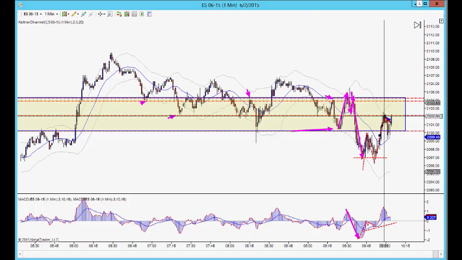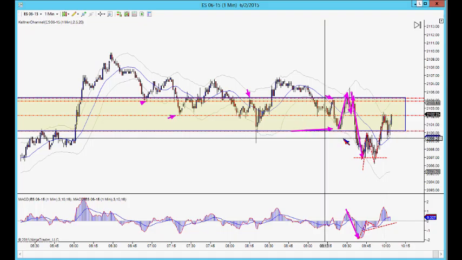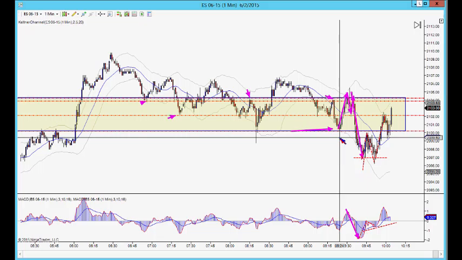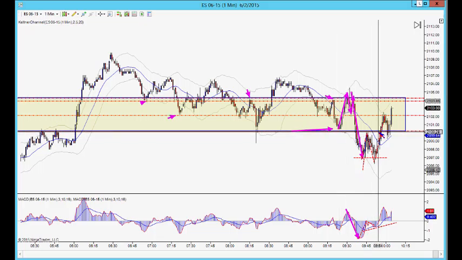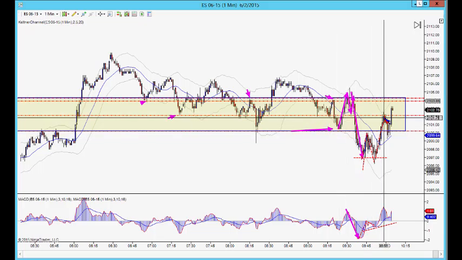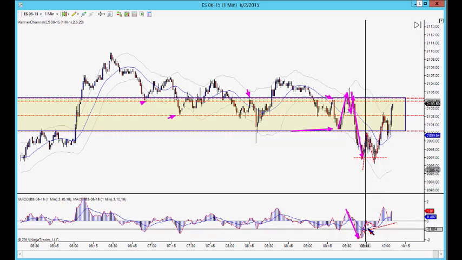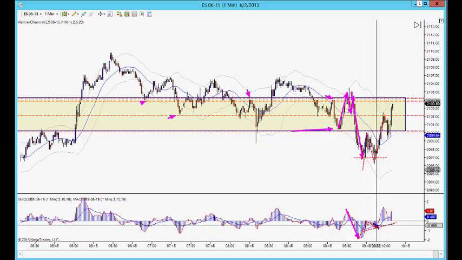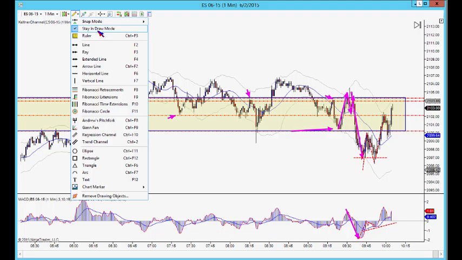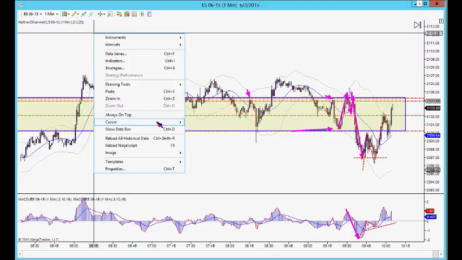That's what we were looking at, the 2100 level. Roughly, yeah, it was around the 2100. It was the prior range low area. So that was the play. But you see here, this is the main thing. This is what I want to point out this morning and show you how that works.